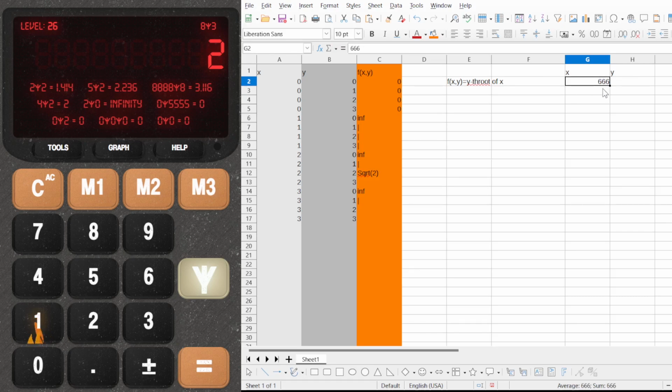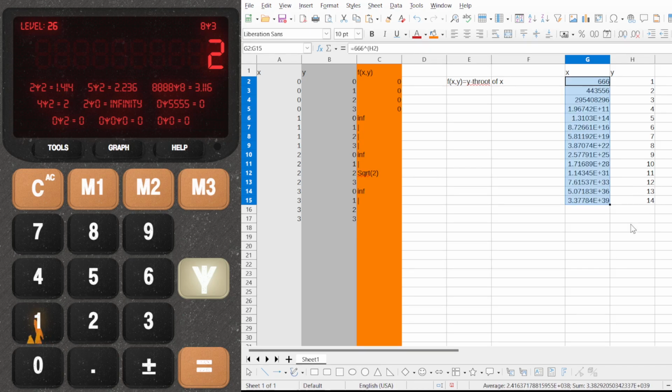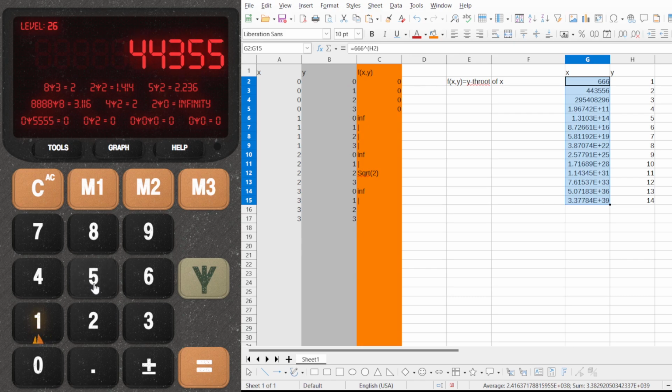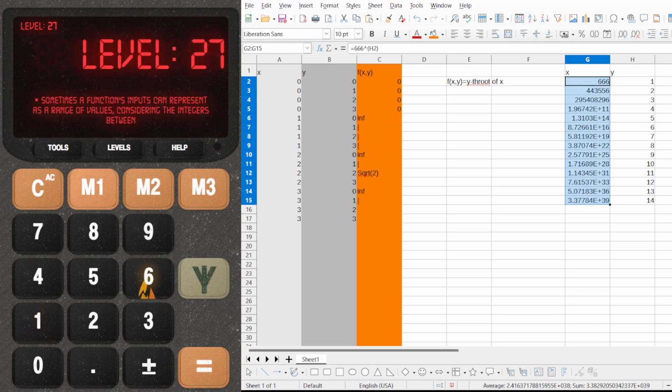Okay, this is 666, and how do I do this the best way? I can do this, and then equals 666 to the power of this square to this square. And now this should work. 443556. 443556 and 2. It's as easy as that. I just had to input that. I could have also gone for this one, I think, but it doesn't matter.